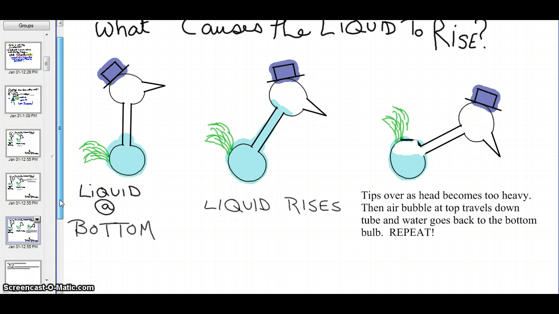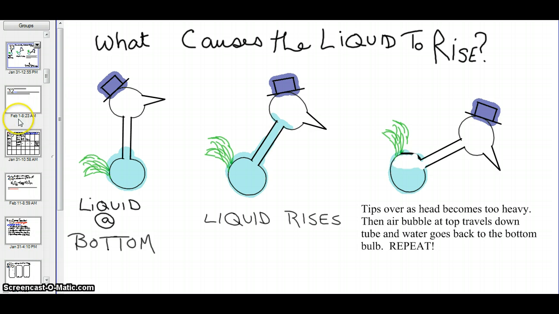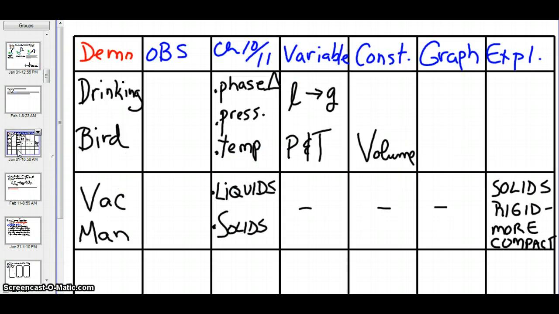So what do we do to record some of this? Well, you have a table in your handouts that you've printed that is a summary of the demos, the observations that you make, and you could describe this drinking bird, the concepts that relate to chapter 10 and 11. Well, there's phase changes. That's what the delta means. There's changes in pressure and changes in temperature with regard to the drinking bird. What are the changes going on? A liquid is turning into a gas, and there's pressure and temperature changes. But what stays the same? Volume. Graph, let's pause on that for right now.